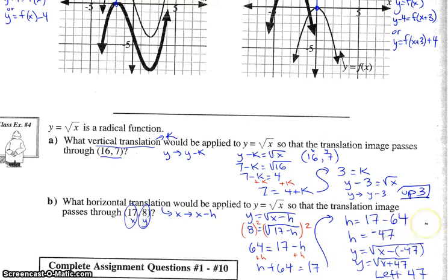Now before we say what horizontal translation that is, let's sub it back into our equation where we had y equals square root of x minus h, in which case we'd have minus and then negative 47, which means x plus 47. Aha, so that means our graph has actually been moved left 47 units, in order to go through that new point. And there we go.